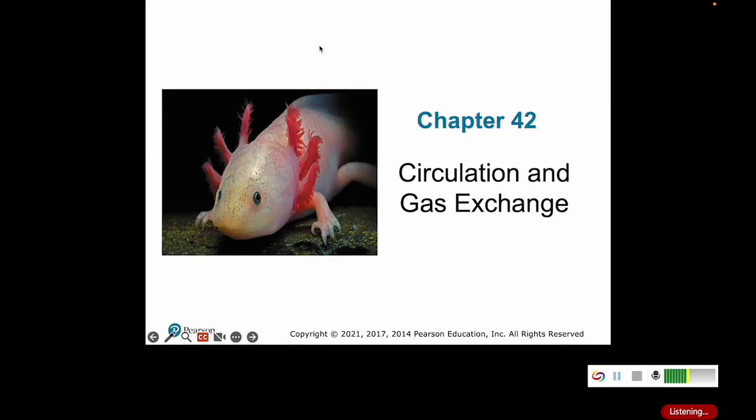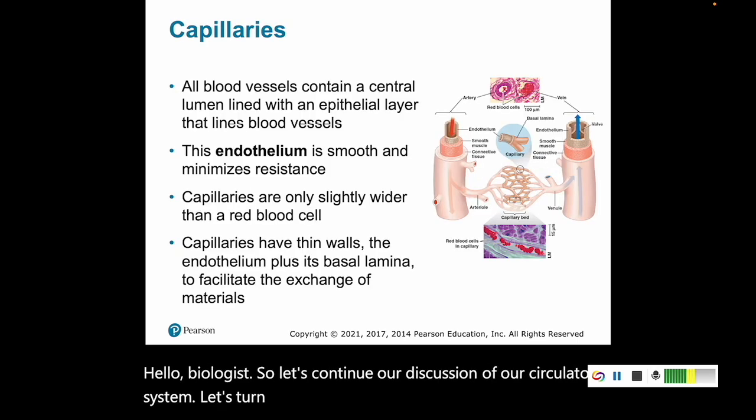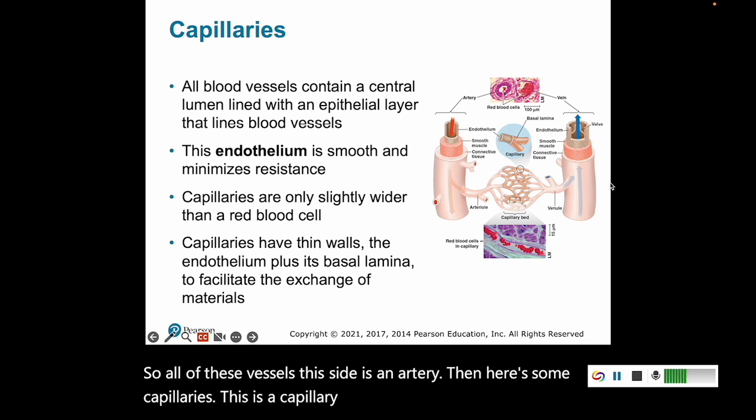Hello, biologists. So let's continue our discussion of our circulatory system. Let's turn to our capillaries and our arteries and our veins. So all of these vessels, this side is an artery, then here's some capillaries, this is a capillary bed, and then this is a vein.